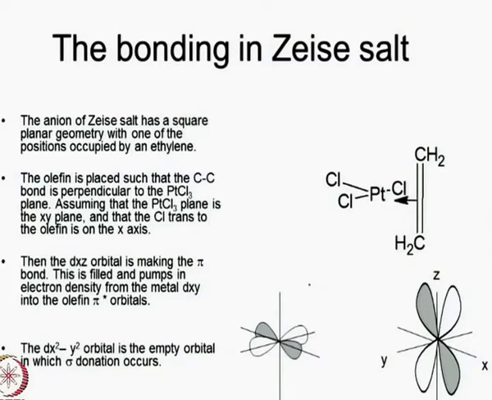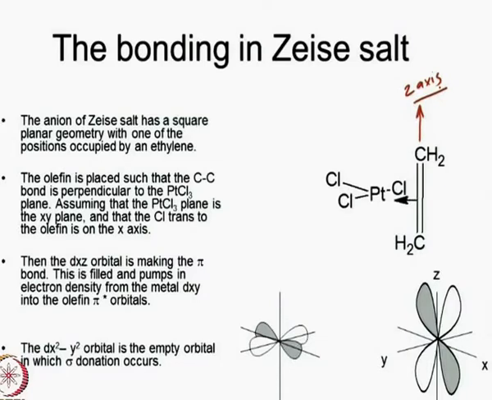I have illustrated it for you, saying that if the 3 chlorines around the platinum are in the xy plane, if you think that this is the xy plane, then the ethylene is parallel to the z axis. The ethylene carbon-carbon axis is parallel to the z axis. So, that is how we want to talk about this interaction.